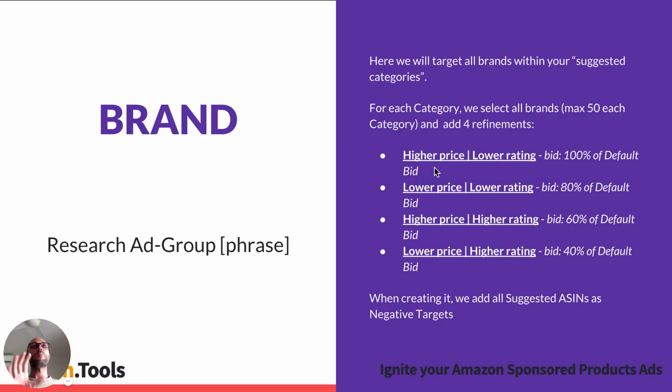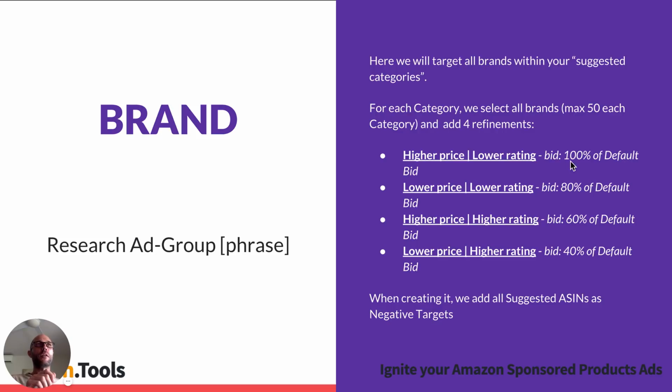So we will bid on brands but refined by higher price, lower rating. This is the highest likelihood of conversion because you're bidding on items that are more expensive than yours but worse than yours.